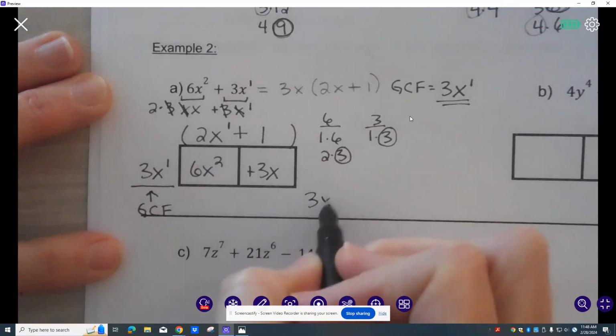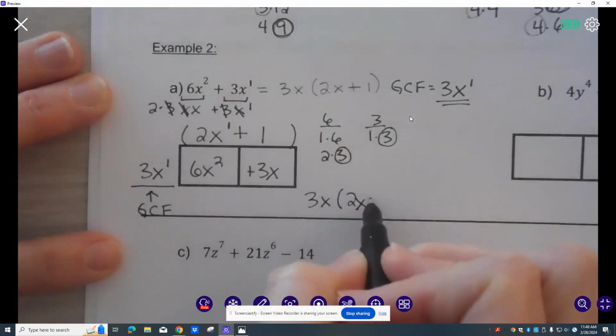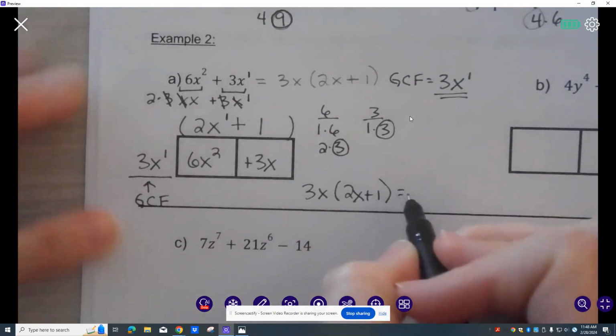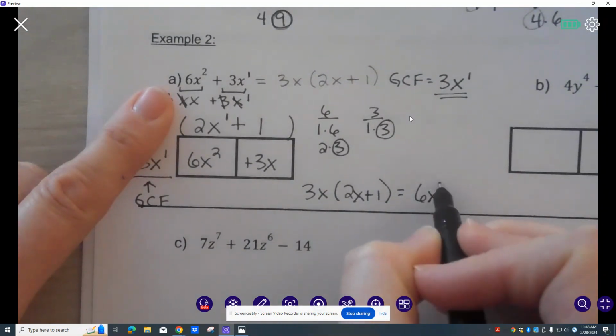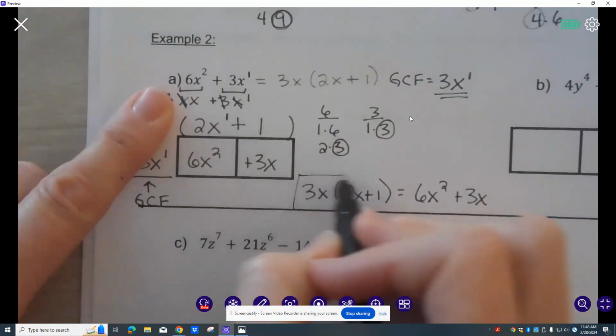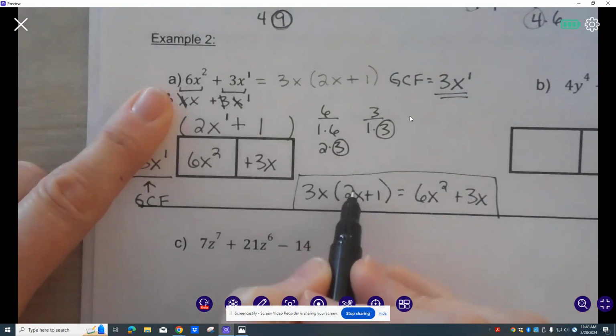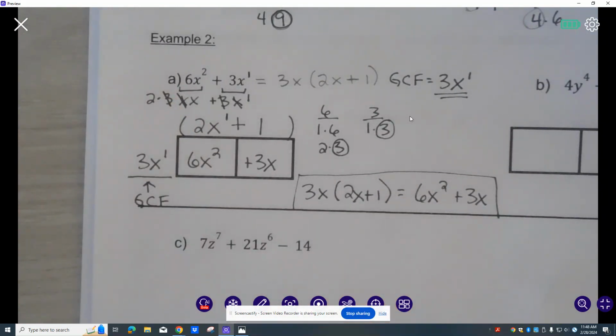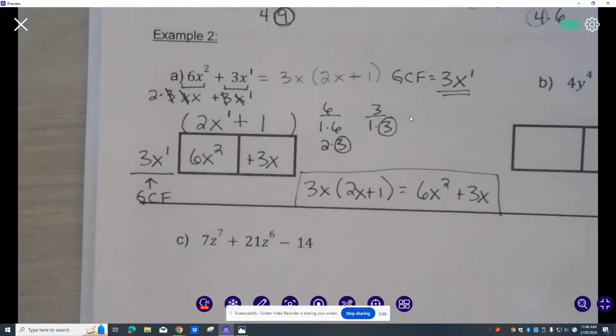So factored form is this. That's your answer, and it is equivalent to what you started with. If you did distributive property on this, you would get that. Okay, if you need to pause the video, make sure all this is in your notes, and we'll do the next example in the next video.